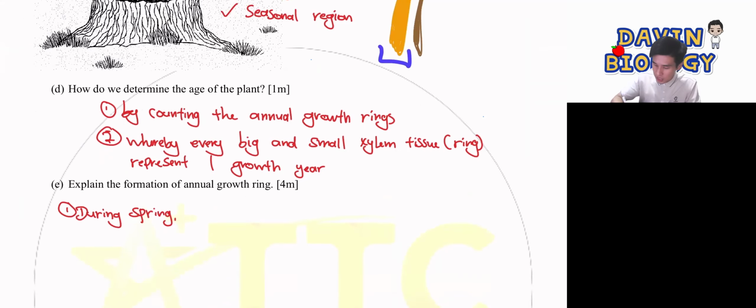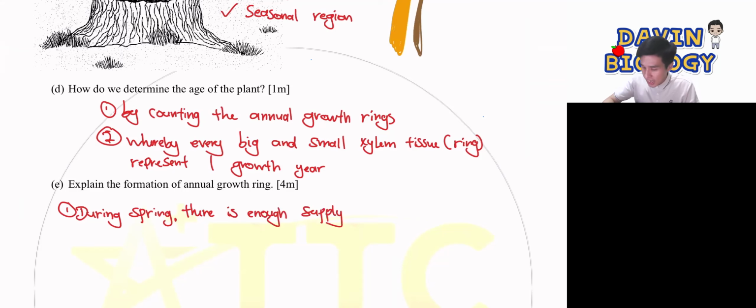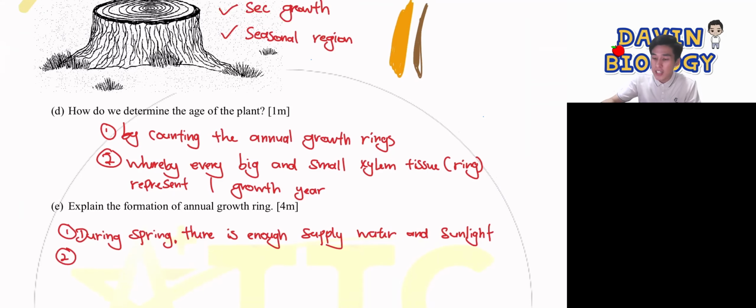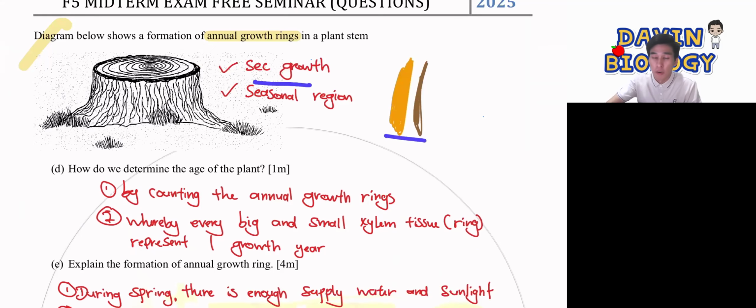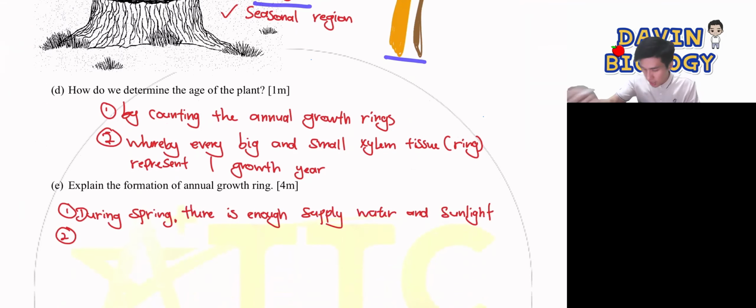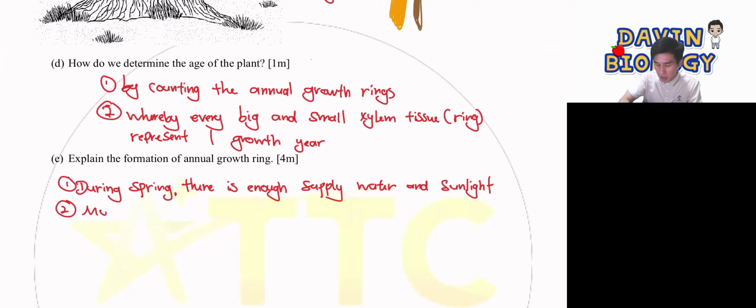But what we say here is, you can say, there is enough supply of mainly two things, light and water. Not too much, not too little, just nice. So the main thing you're going to say is growth, secondary growth, because these are secondary xylem, which is formed only through secondary growth. So we will say more secondary growth occurs.